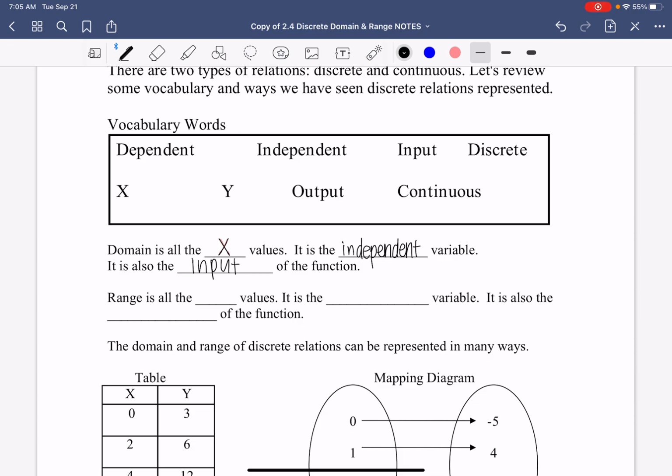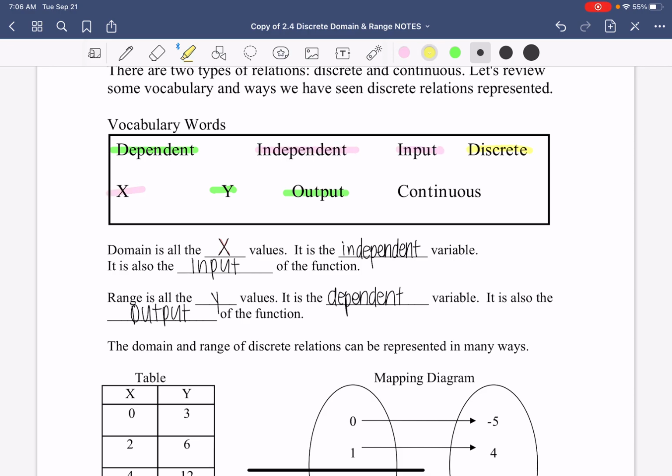Range is all your y values. It is the dependent variable, and it is also the output of the function. Okay, so dependent, y, is the output, versus x, independent, is the input.